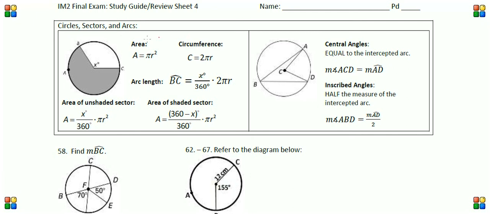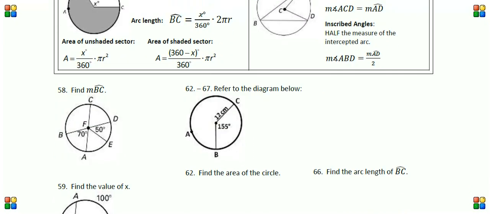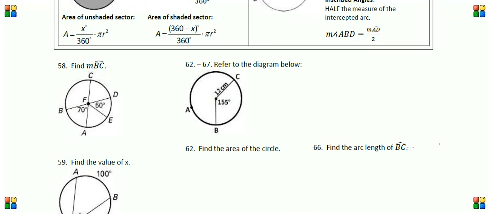Remember, you're allowed to write formulas on your 3x5 card, so make sure you review this square of information on the top of your review sheet 4 before you continue. Hopefully that will help you to recall some of the concepts that we learned in this unit. Take a look at question number 58.